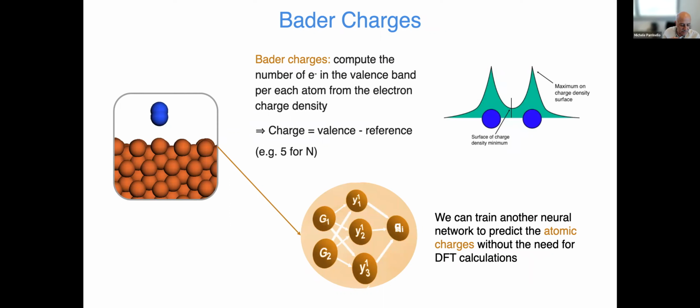Now, if you want to calculate the Bader charges, you have to do an ab initio calculation. What Bader does is take the electronic density, divide it into pieces which belong to the different atoms, and measure how much charge there is relative to the reference charge, the nominal charges. Now, you don't want to do this calculation at every step because, as we said, that's too expensive.